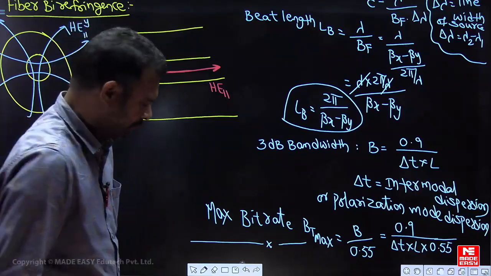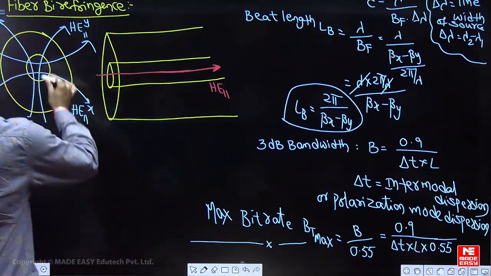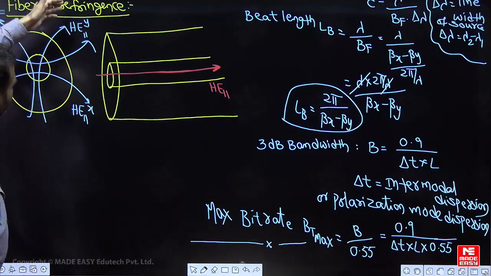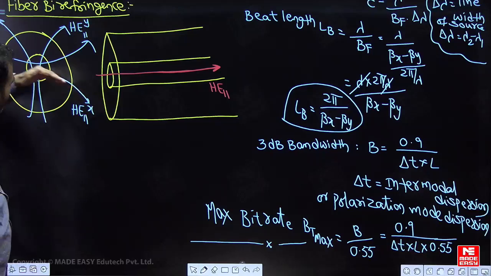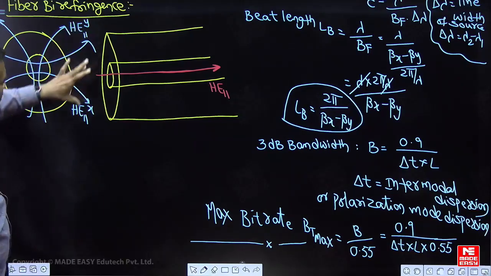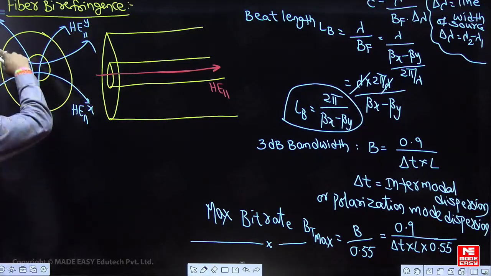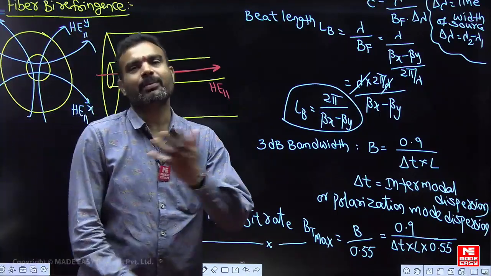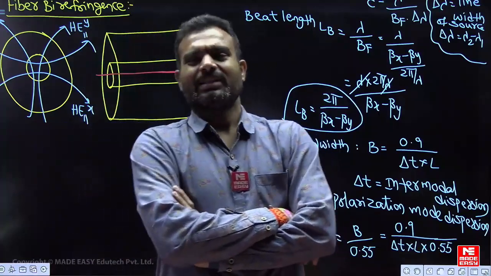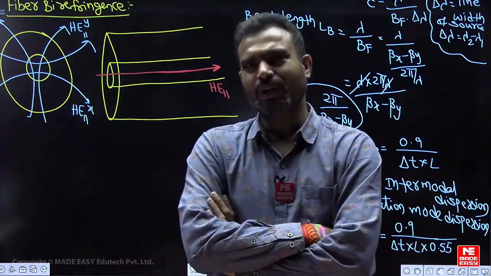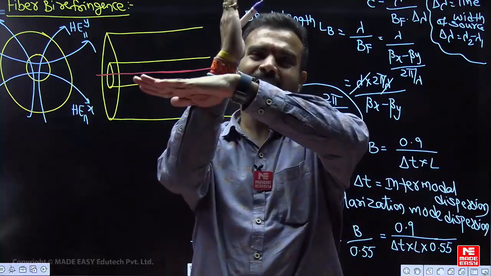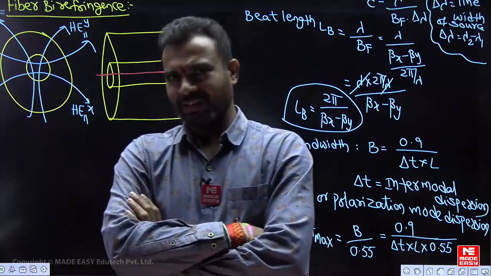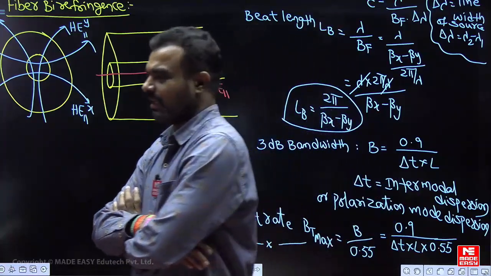One student asked a doubt: sir, why do you take these lines as 2 lines? If it is traveling in this direction, then in this direction we have HE11Y and HE11X present. For example, if HE11X travels in this direction, then in this direction HE11Y will be present. That is why it is represented by 4 lines. Strictly speaking, we have only 2 lines. Those are orthogonal modes. One moves in the X direction, the other in the Y direction. They are orthogonal to each other. That is the justification I gave you right now.